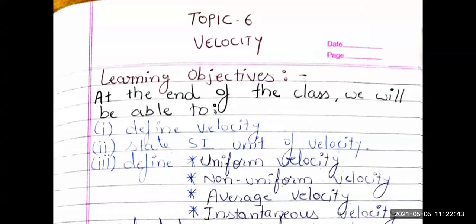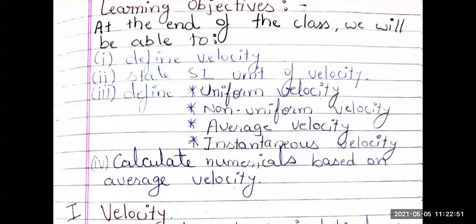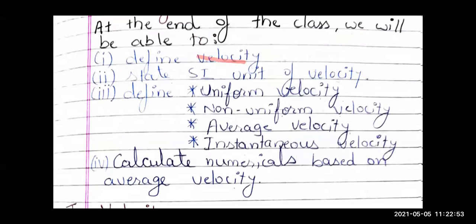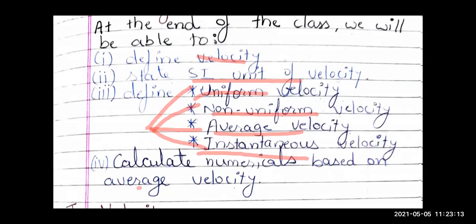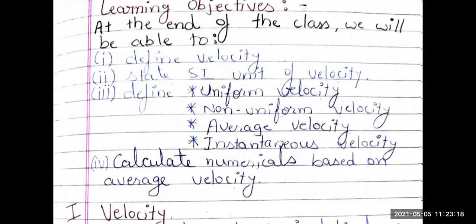Our today's topic is velocity. So, children, in this session, we will learn to define velocity. We will state the SI unit of velocity. We will be able to define after the class the various categories of velocity, that is uniform velocity, non-uniform velocity, the average velocity and instantaneous velocity. And we will solve some numericals based on average velocity. So let's start with the topic first, that is velocity.